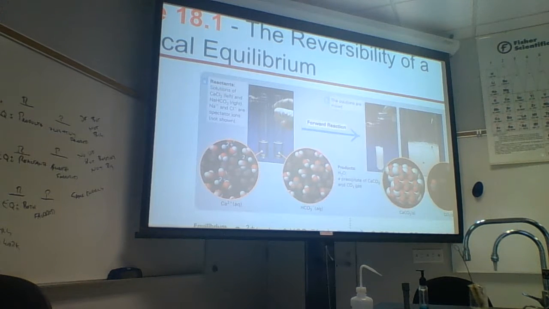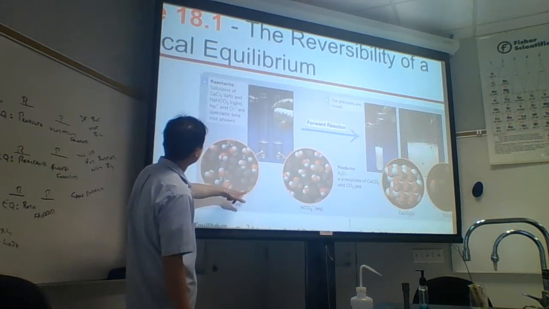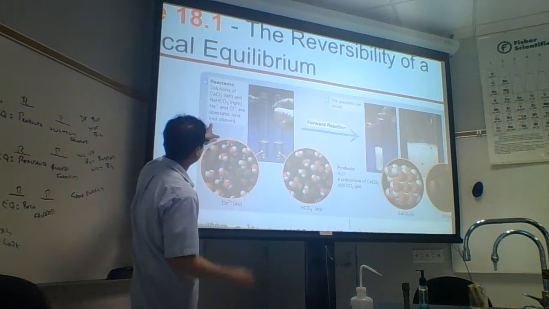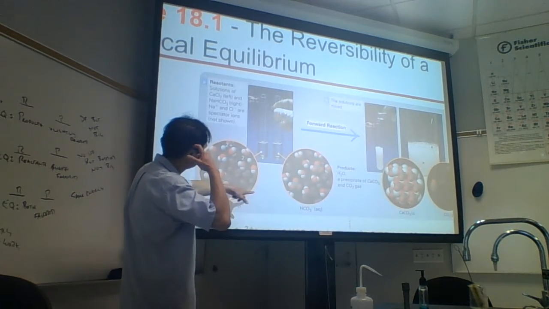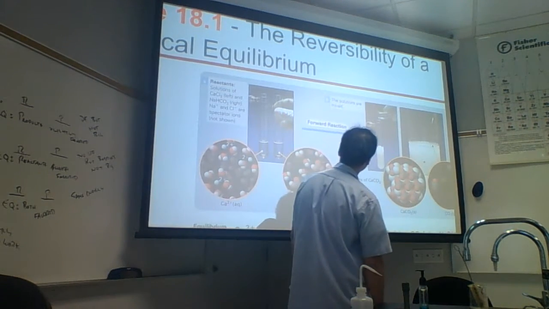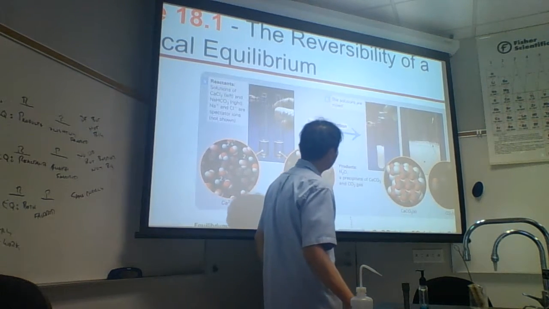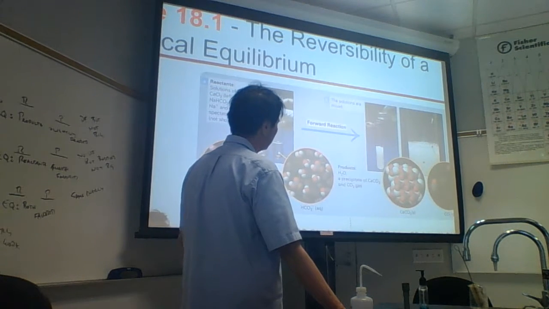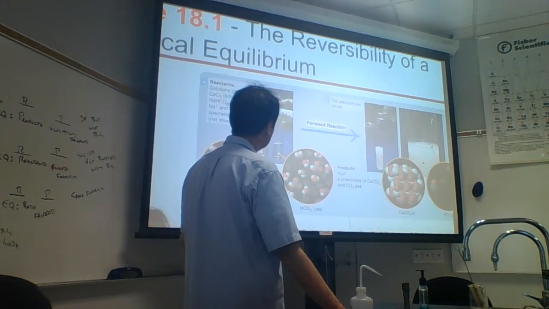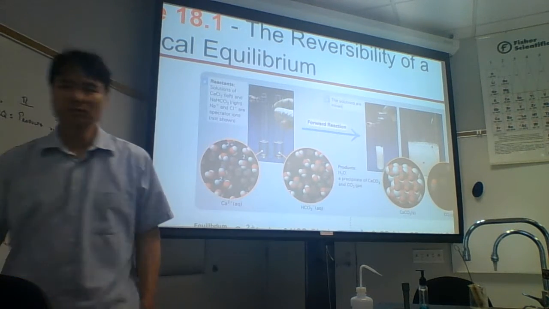Let's see what's happening here. Solutions of calcium chloride on the left and sodium bicarbonate on the right. Sodium and chloride ions as spectators are not shown. So we have calcium and bicarbonate. A precipitate of calcium carbonate and some carbon dioxide gas is generated. So this is a mix of reactions here. It's a forward reaction.